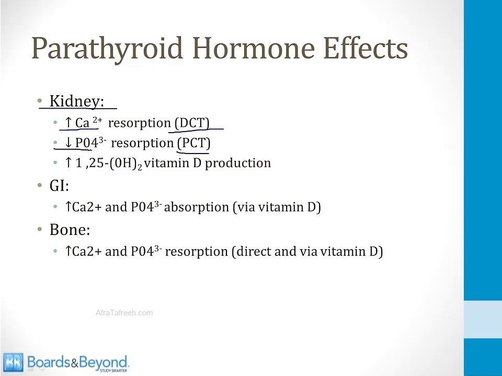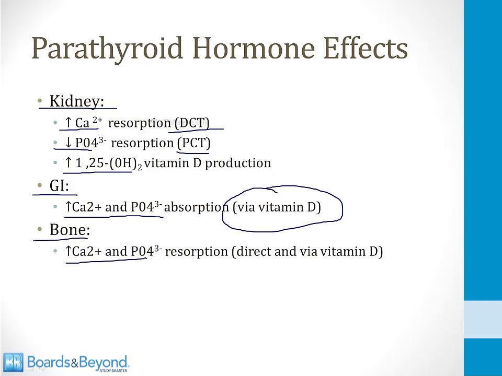And then also in the kidney, you can see an increased synthesis of 1,25-hydroxyl vitamin D, which is the active form of vitamin D. In the GI tract, parathyroid hormone leads to increased calcium and phosphate absorption. This is an indirect effect that occurs via vitamin D. And then finally, in bones, you can see increased calcium and phosphate reabsorption both directly through parathyroid hormone and indirectly via vitamin D.